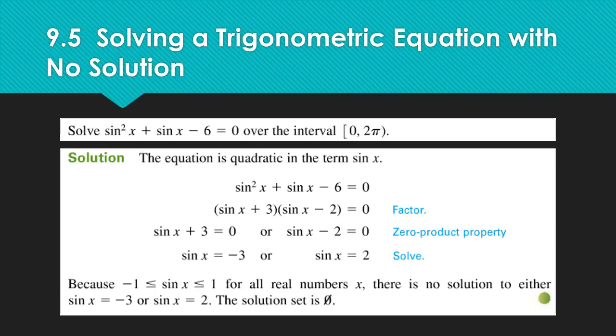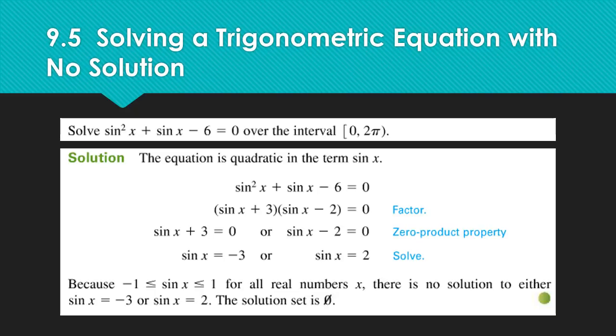Okay, so they chose to factor it. You're not going to see the solution using quadratic here, although you should come up with the same answer if you do it correctly. So we have factors into sine of x plus 3 times sine of x minus 2. So sine of x plus 3 equals 0, or sine of x minus 2 equals 0. Notice we get sine of x equals negative 3, or sine of x equals 2.